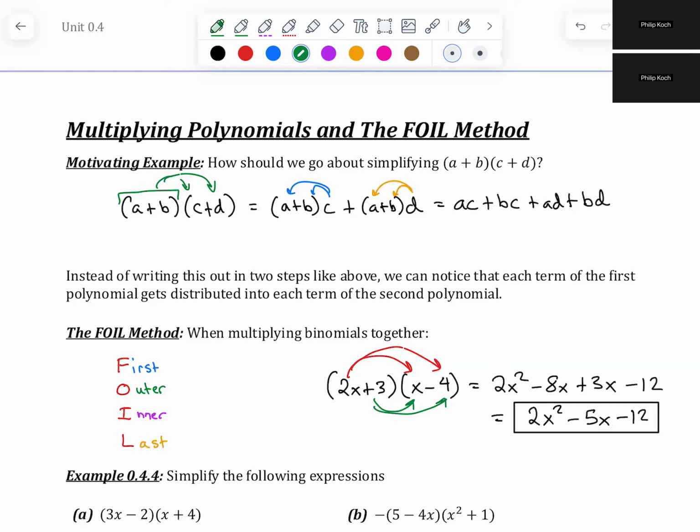And the reason why I like thinking of it that way is that it makes it more generalized. This means I can expand this to trinomials, to 5 terms, to 80 million terms, whatever I want to do. So each term of the first set has to be distributed into each term of the second set. And so let's go ahead and work through that.